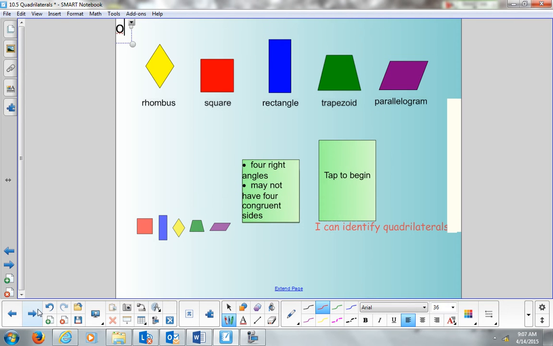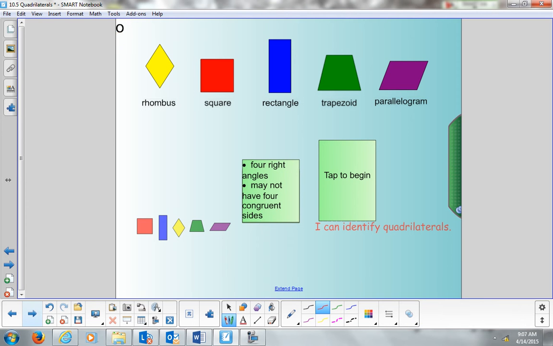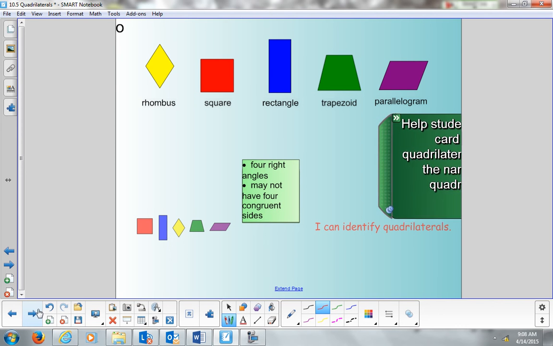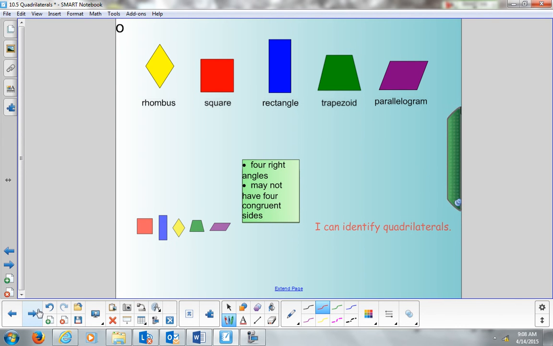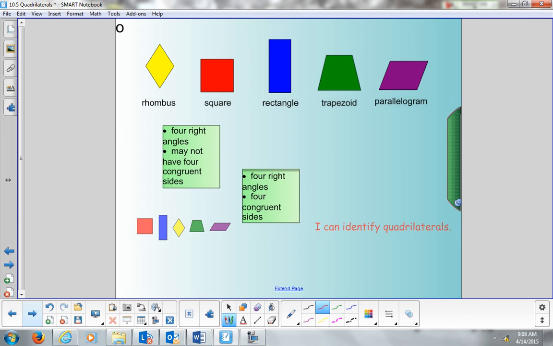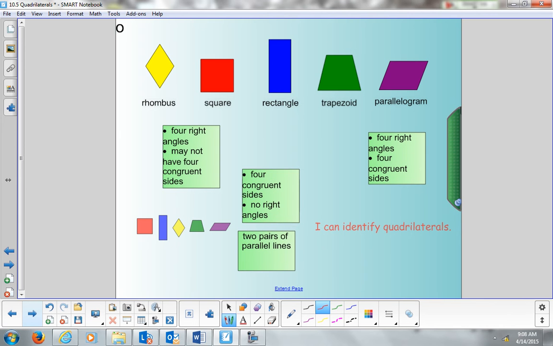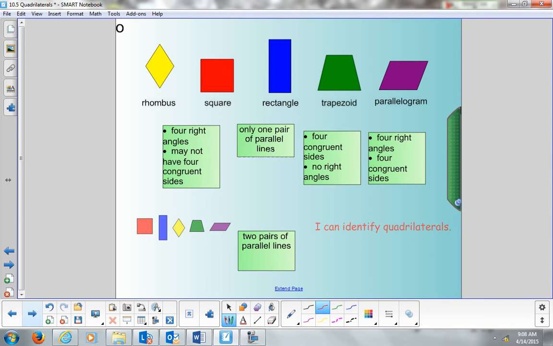All right, so let's look at these quadrilaterals. All right, so we have 4 angles, may not have 4 congruent sides. Okay, so we need to match these up with where they go. We'll cover it up. Okay, so I'm going to leave this one by itself for a minute because I'm going to use process of elimination.